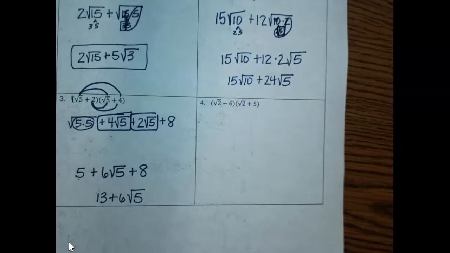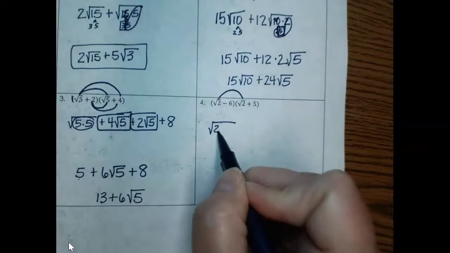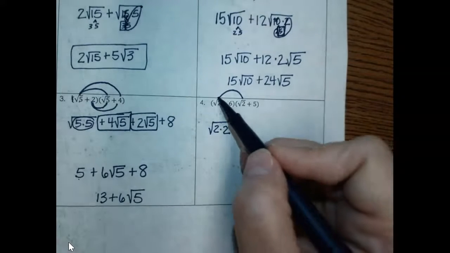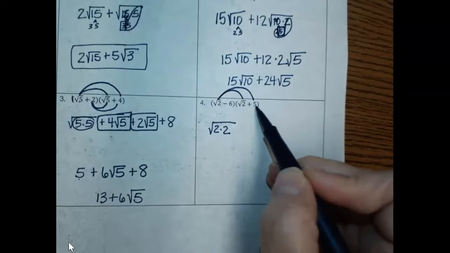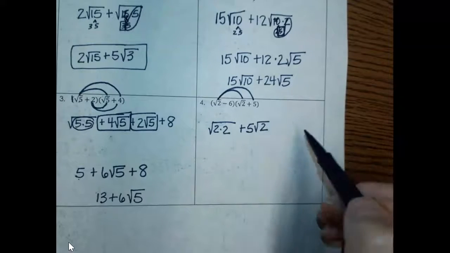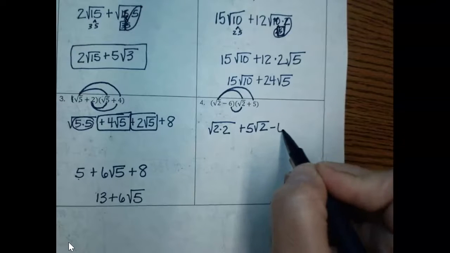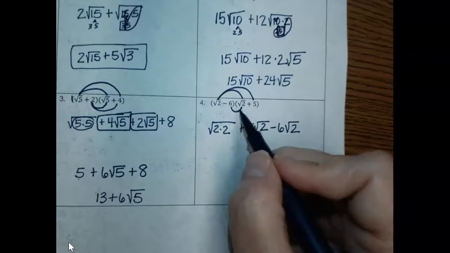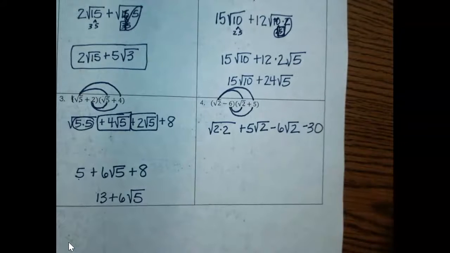Okay, and our last one for our FOIL here. So you have first term times first term. So you get the square root of 2 times 2. Then we're going to go to the next one out. And you're going to get the 5 is a coefficient on the outside. So 5 square root 2, because square root of 2 times 5 is 5 square root 2. Then I have negative 6 times the square root of 2, which is negative 6 square root 2. And then I have negative 6 times positive 5, which is negative 30.